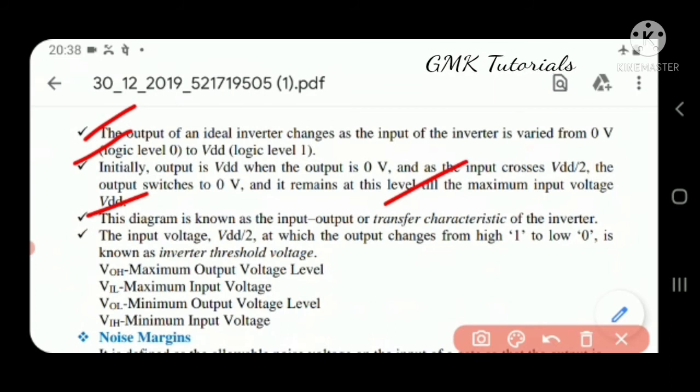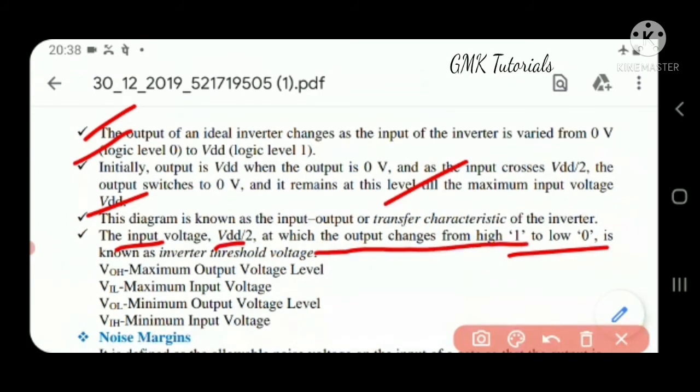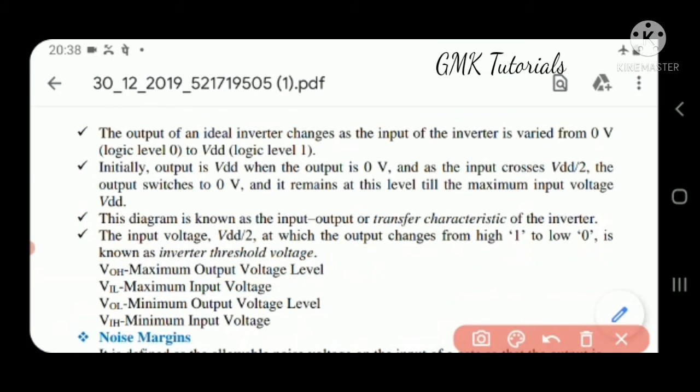The input voltage VDD by 2 at which the output changes from 1 to 0 is known as the inverter threshold voltage. Generally we call it the threshold voltage for one transistor. If you are operating with the MOS transistor as an inverter, it is called the inverter threshold voltage. So that is the most important.